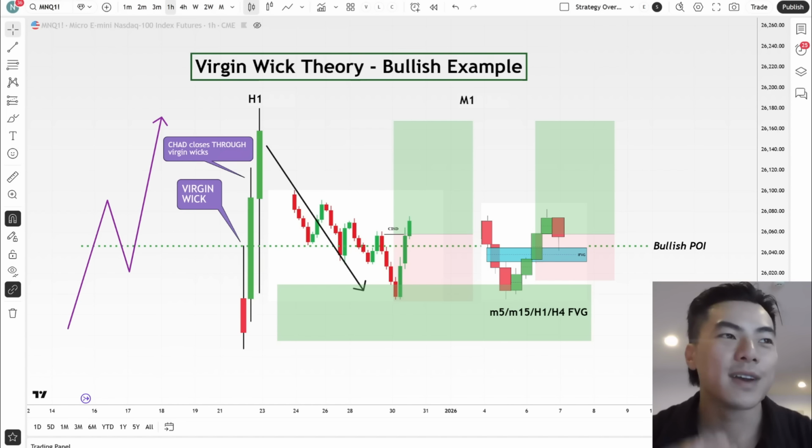So real quick, what is a change in state of delivery? The way I understand it is you start with a swing low. What is a swing low? So let's look at this one. A swing low is defined by a 3 candle pattern where the candle in the middle, which is the one we're looking at now, has a wick that is lower than the wicks of the candles next to it. So if you look at this one and this one, this middle candle has the lowest wick. That is defined as a swing low.